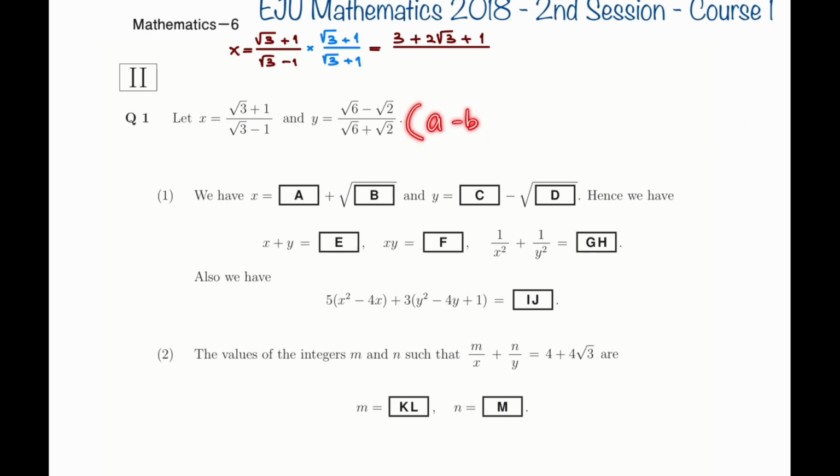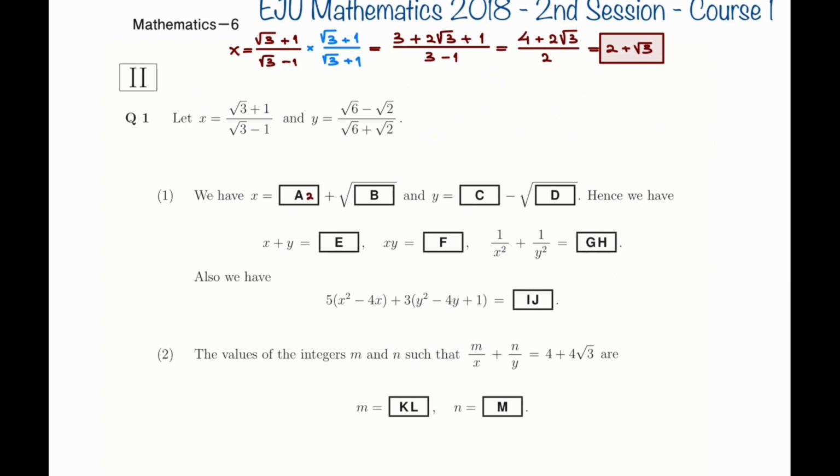directly by using (a minus b)(a plus b) is equal to a square minus b square. So square root of 3 squared, which is 3, minus 1 squared, which is 1. So for the denominator, I got 3 minus 1. Therefore, 3 plus 1 equals 4, plus 2 square root of 3 over 3 minus 1, which is equal to 2. By dividing all the terms with 2, you will obtain 2 plus square root of 3. So this is the expression for x.